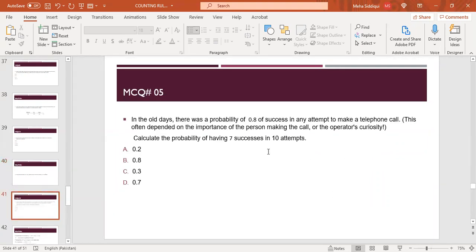Now, in the old days, there was a probability of 0.8 of success in any attempt to make a telephone call. This often depended on the importance of the person making the call or the operator's curiosity. Calculate the probability of having 7 successes in 10 attempts. Any guess?